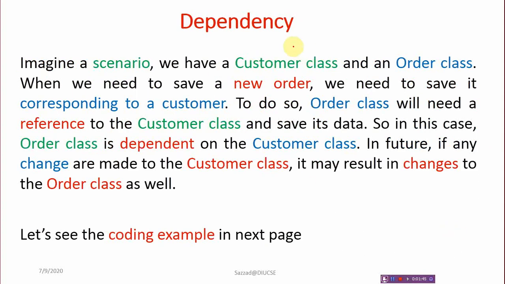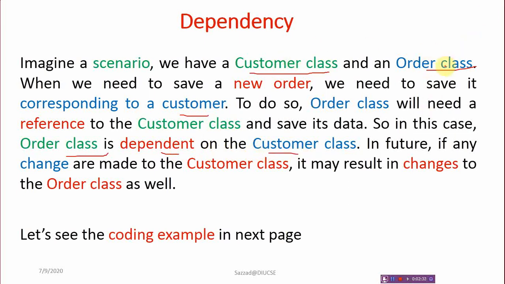So let us see a scenario, and then we are going to implement the scenario in code to understand what dependency actually is. Imagine a scenario with a customer class and an order class. When we need to save a new order, we need to save it corresponding to the customer. So if we are going to set a new order in the order class, it must correspond to a particular customer. To do so, the order class will need a reference to the customer class and save its data. So in this case, the order class depends on the customer class. An order cannot be placed without any customer, as you all know.